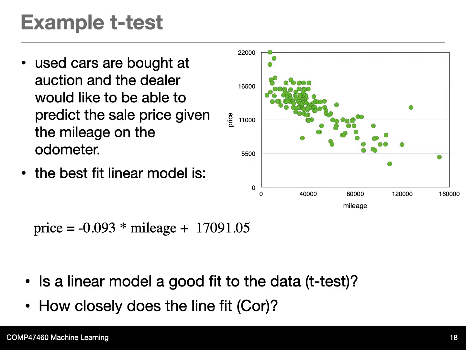As an example, we'd like to apply a t-test to a data set about car sales. In this data set, we have the sale price that was given at auction and the mileage on the odometer of the cars that were for sale. The best fit linear model is shown below. We would like to fit the linear model and then determine, using a t-test, how closely our best fit model fits the data.